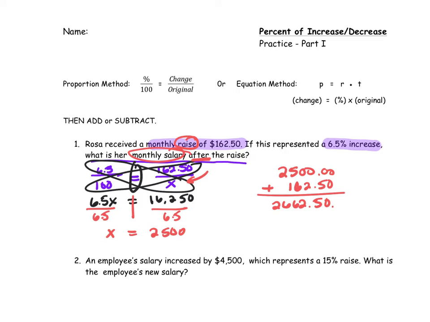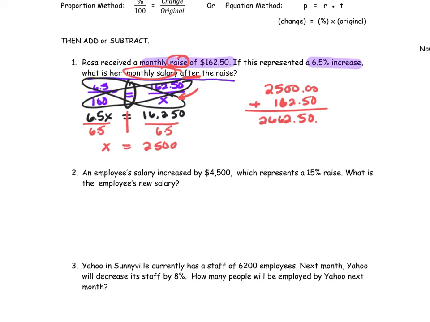And so number 2 is very similar. Let's try number 2, only this time let's use the equation way. So we're going to start by highlighting information. Let's read through. An employee's salary increased by $4,500, which represents a 15% raise. What is the employee's new salary?